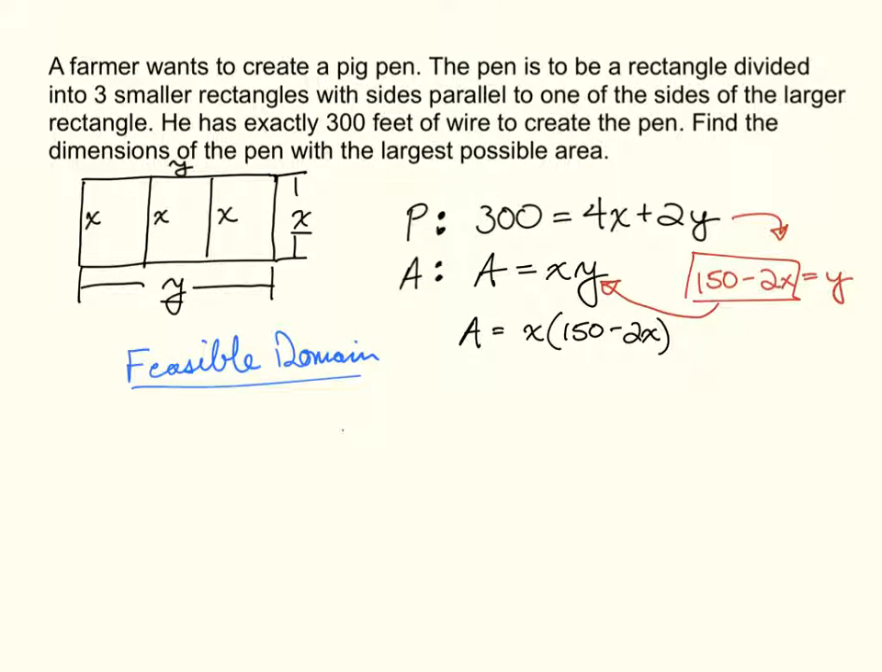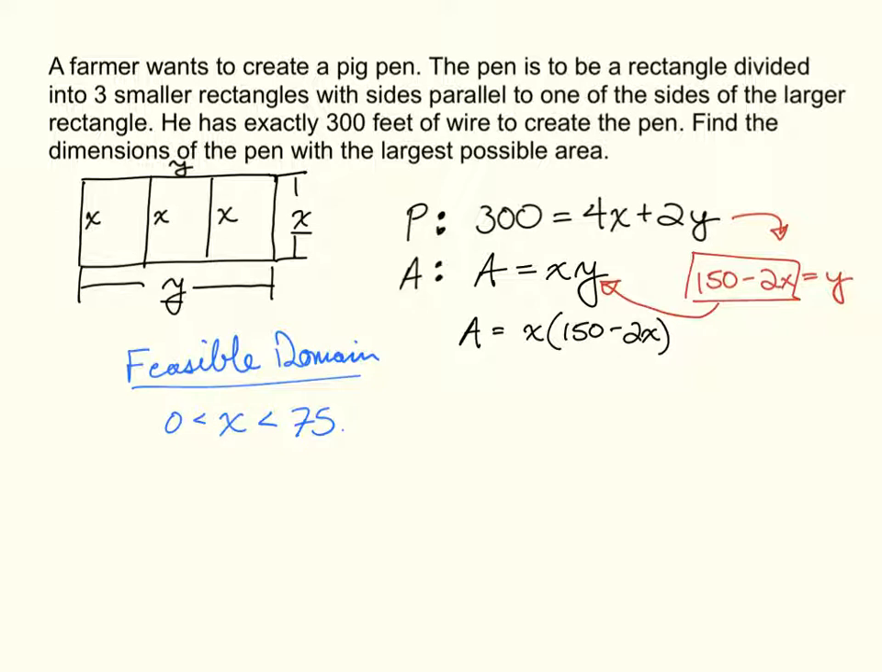And just by looking at this picture, we know there has to be some length to this x value. So we know that the x needs to be bigger than 0. But since there are 4 x's and 300 feet, each x, since they all have to be the same length, can be at most 75 feet. So if we find an x value outside of this domain, it is not a good answer.